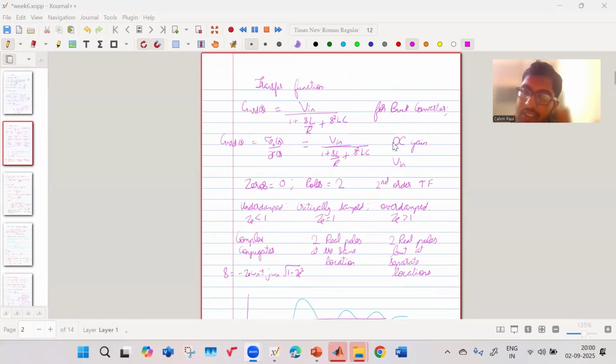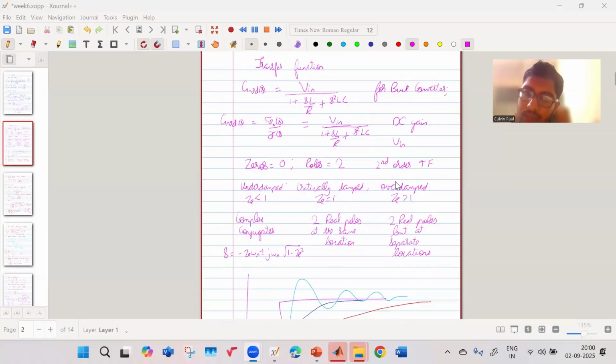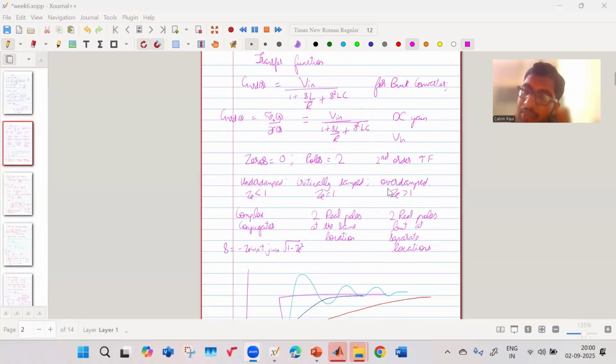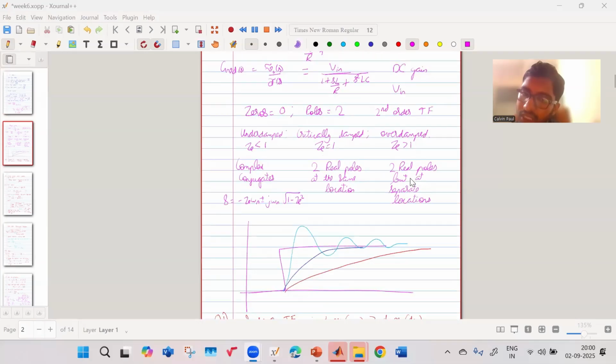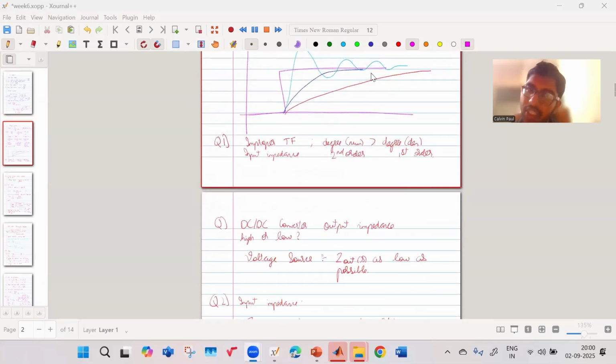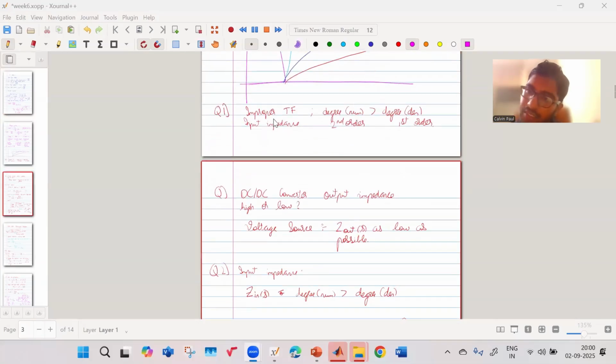What is a transfer function? It has a DC gain. It is second order. It can be underdamped, critically damped, or overdamped, depending on the value of zeta. This is how the response will change. Input impedance will come out as an improper transfer function because the degree of the numerator will be more than the degree of the denominator. So it cannot be physically realized, but input impedance is something we use as a notation. It is not actually there as a model which we use.